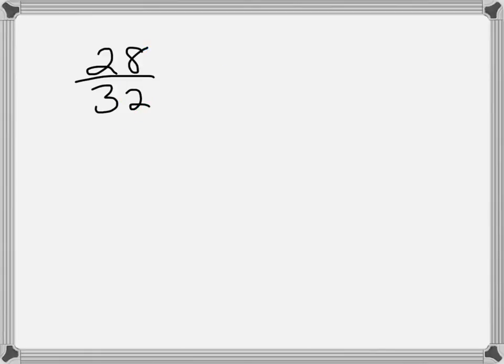Sometimes we want to go backwards. We want to go from a larger fraction to a smaller. 28 over 32 is equal to what over 8? So you have to think, how do I go from a 32 to an 8? You divide by 4. So then also divide the top by 4, and the missing numerator is 7.